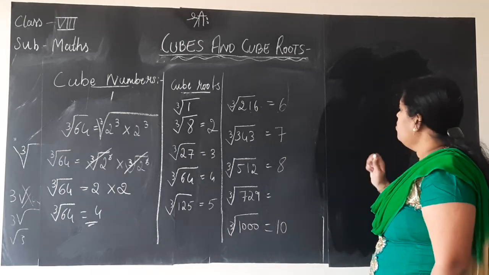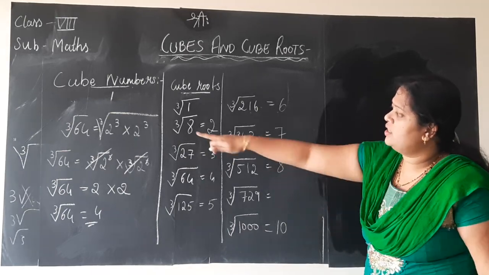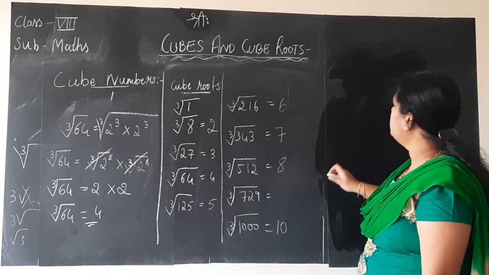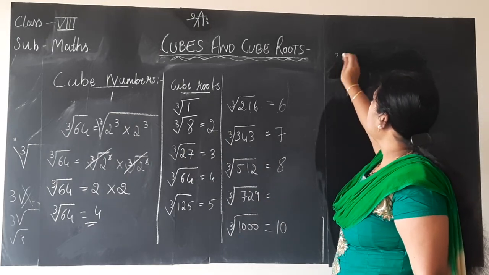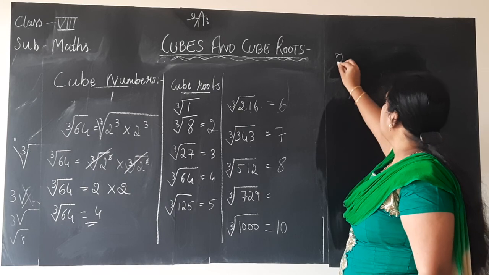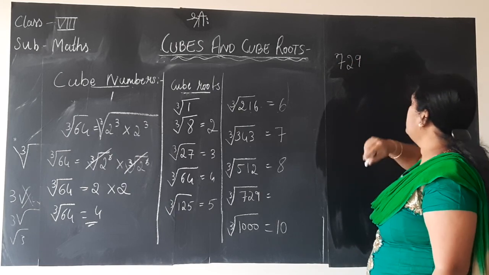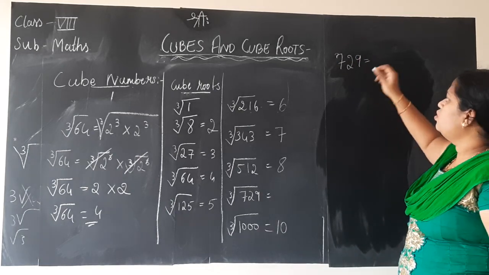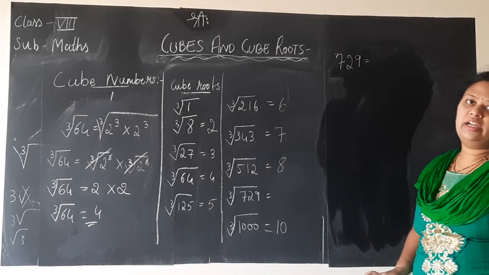But children, how do we find out? How do we get it? This method I showed only for one problem, so one more problem I will be explaining. Now I have the number 729. I don't know the cube root. What is the cube root of 729?